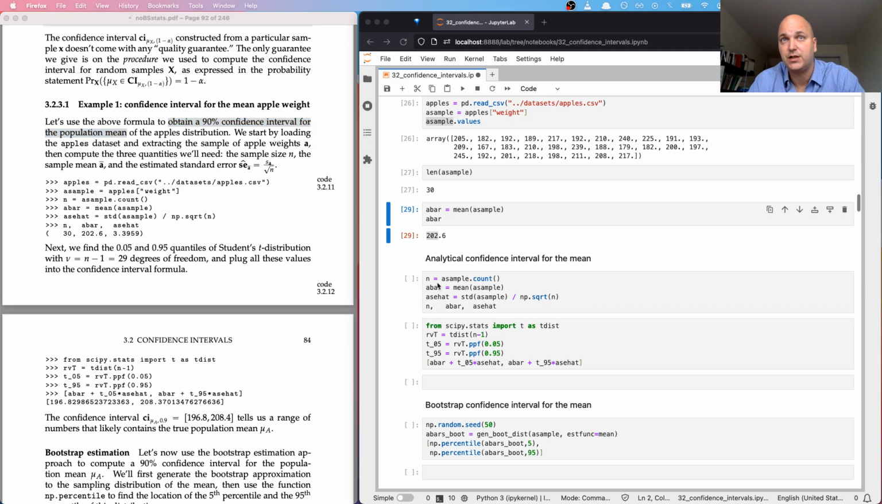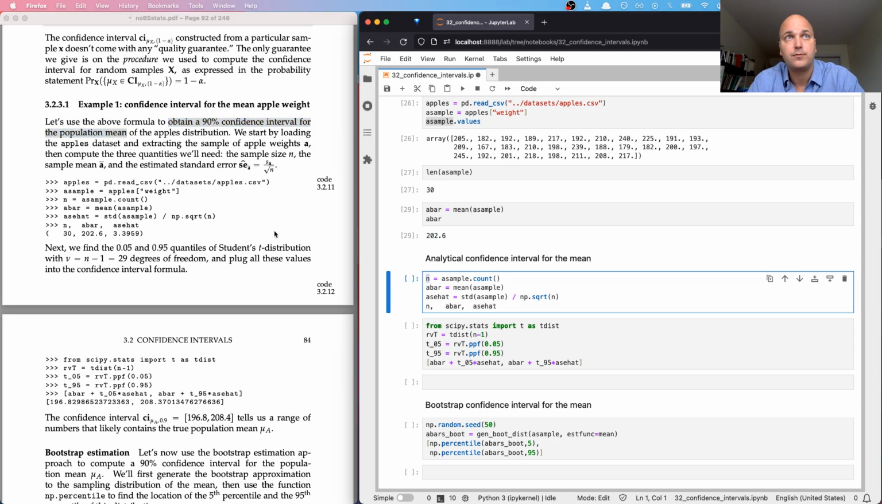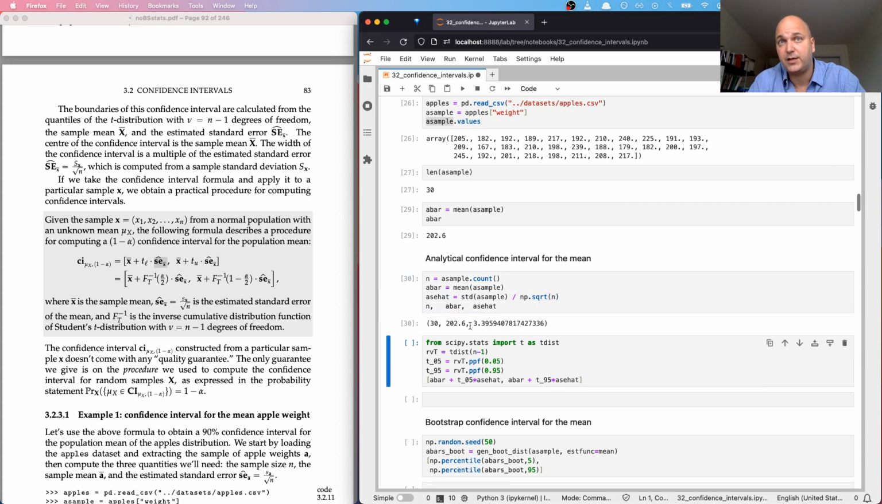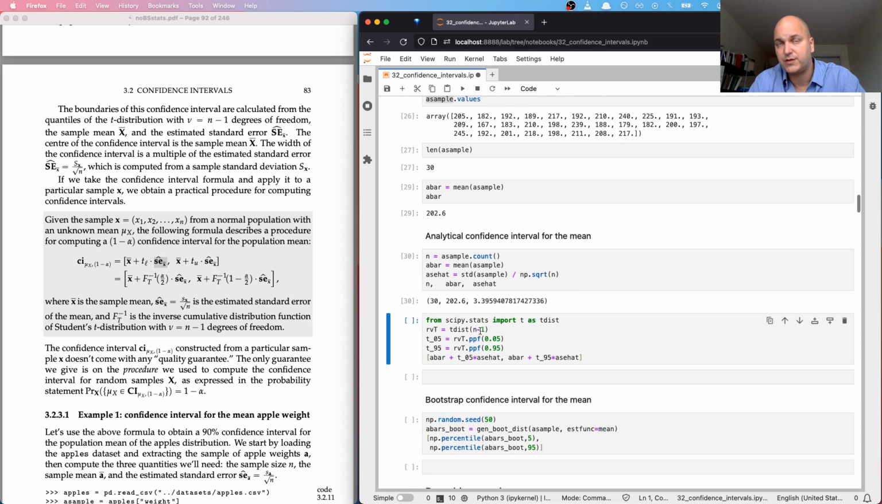Let's look at it. First we need to know the sample size, because the degrees of freedom of the t-distribution is n minus 1. Compute the sample mean, A bar, like I always say, and the standard error. Let's look at the formula. You need the sample mean, the quantiles of the t-distribution, we're going to do that in a second, and the standard error. Remember, the standard error is the standard deviation divided by the square root of n. That's exactly what we're computing here. I'm just printing these numbers so we see what's going on.